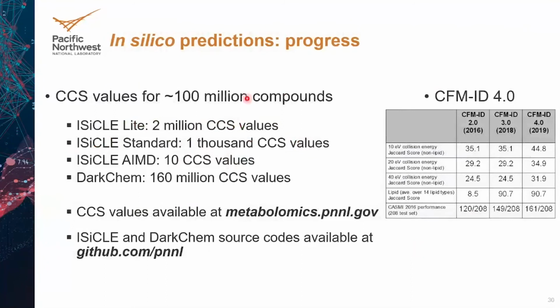And so far, for CCS, we've generated values for about 100 million compounds, and these are all available at this website. You can check it out and try it and see how well it works. And there are data there from the different flavors of the two different predictive platforms that we have. The majority of values that are up on the website right now are from our DarkChem deep learning approach. And then this just showed some updates from CFM-ID that you'll be reading about soon. I think David's lab has a paper in review now there on CFM-ID, next generation CFM-ID.